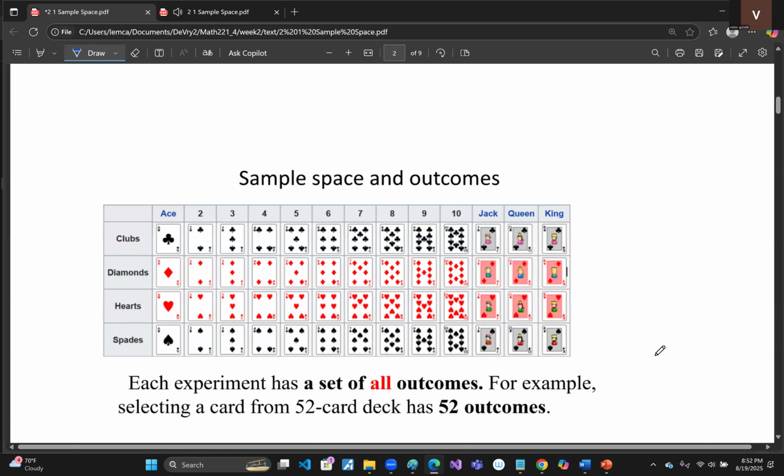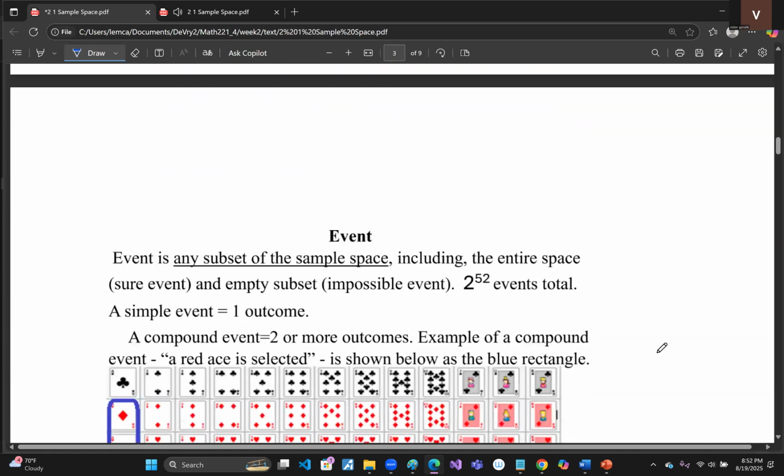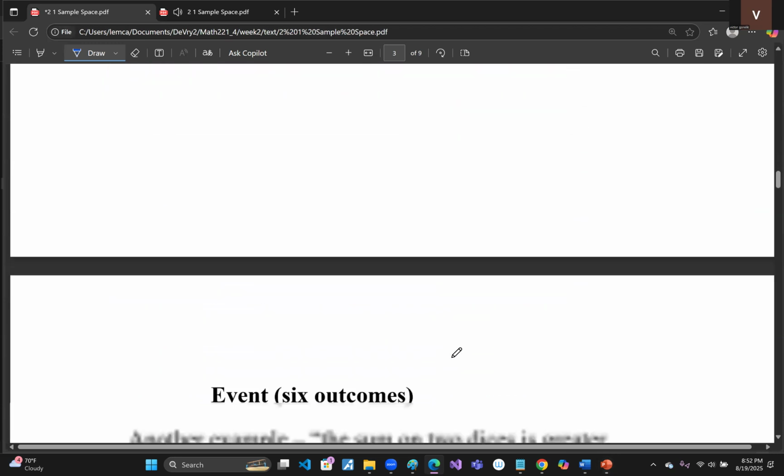A set of more than one outcome is not an outcome. It is an event. An event is any subset of the sample space, including the entire space, the sure event, and the empty subset, the impossible event. For example, the event "red ace is selected" is shown as the blue rectangle. Another example: the sum on 2 dice being greater than 9 is a set of 6 gray cells.